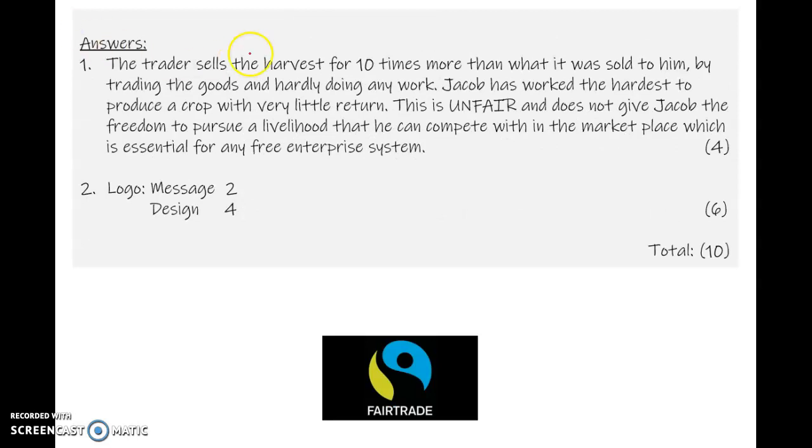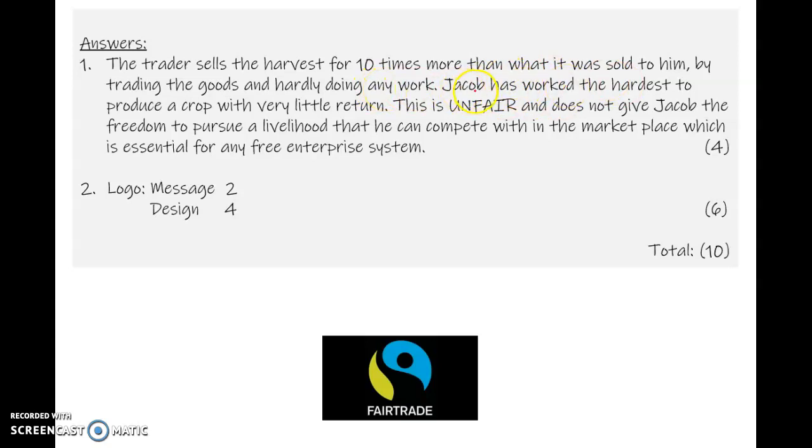Now for question 1, you must have more or less these points. Use your own discretion. The trader sells the harvest for 10 times more than it was sold to him. You can see that by working out your sums there. So we're integrating some maths. So 10 times more than what is sold to him by trading the goods and hardly doing any work.